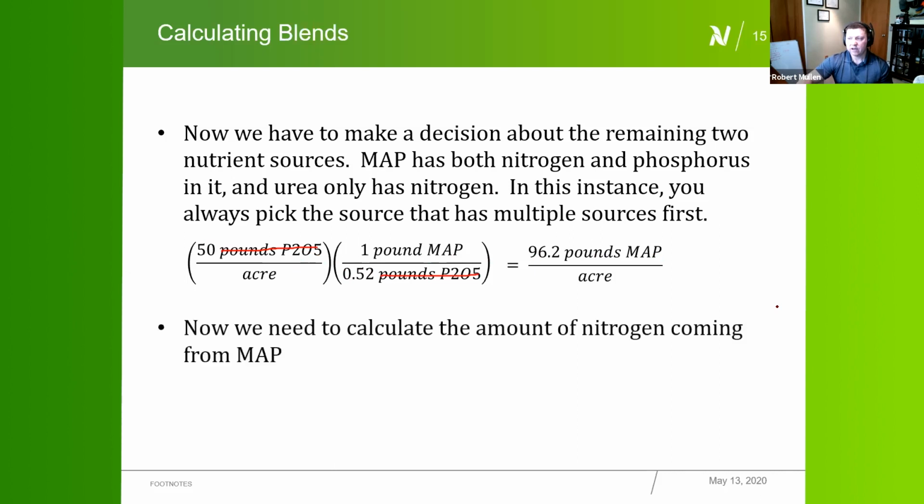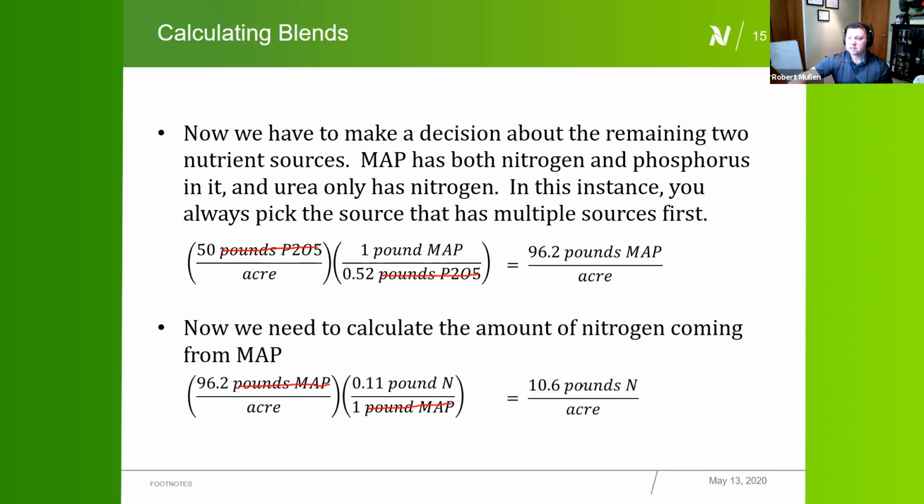Now, I also have to account for the nitrogen that's coming from the MAP. So 96 pounds of MAP per acre is what I'm going to be supplying based upon my desired phosphate rate. I know that for every pound of MAP that I supply, I'm getting 0.11 pounds of actual nitrogen. So again, I continue to cancel out my units. And it turns out I'm supplying about 10.6 pounds of nitrogen per acre.